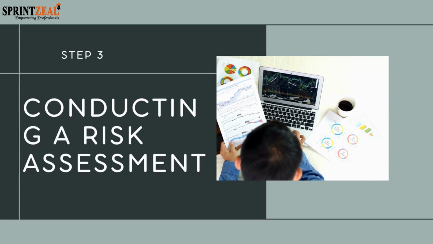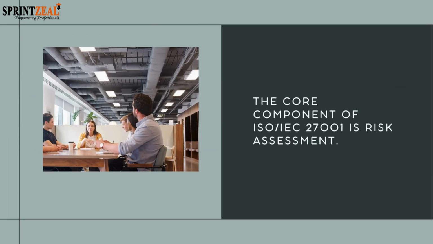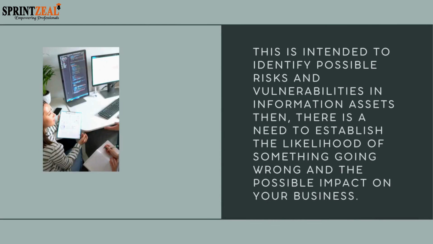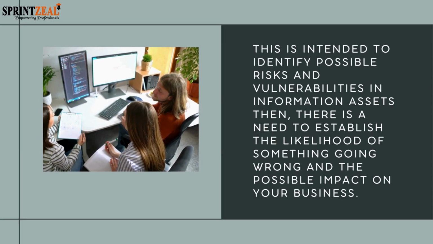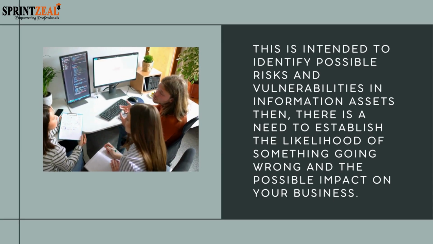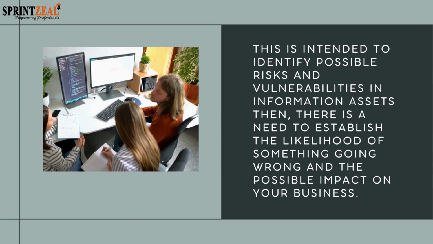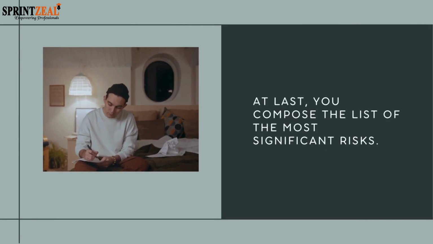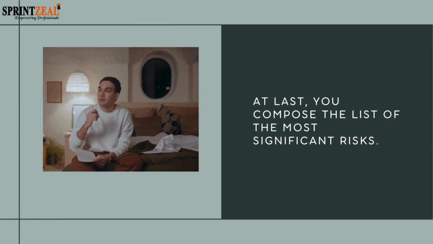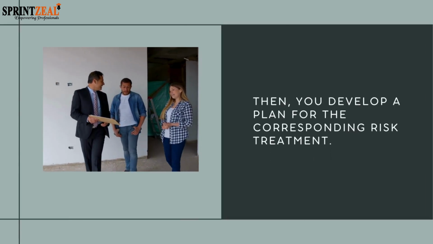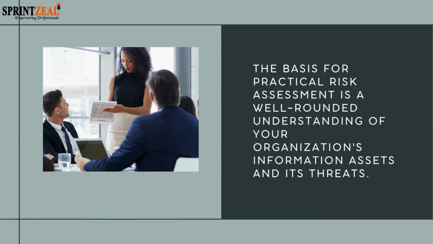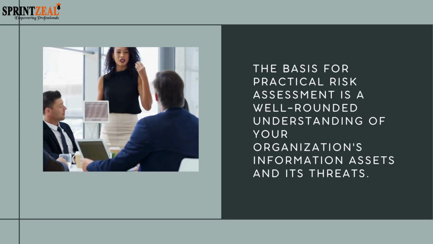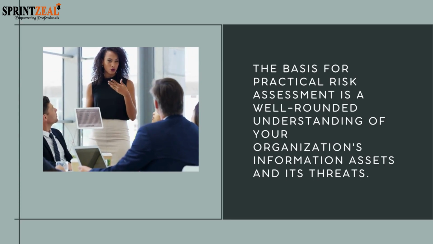Step 3. Conducting a risk assessment. The core component of ISO/IEC 27001 is risk assessment. This is intended to identify possible risks and vulnerabilities in information assets. Then, there is a need to establish the likelihood of something going wrong and the possible impact on your business. At last, you compose the list of the most significant risks. Then, you develop a plan for the corresponding risk treatment. The basis for practical risk assessment is a well-rounded understanding of your organization's information assets and its threats.